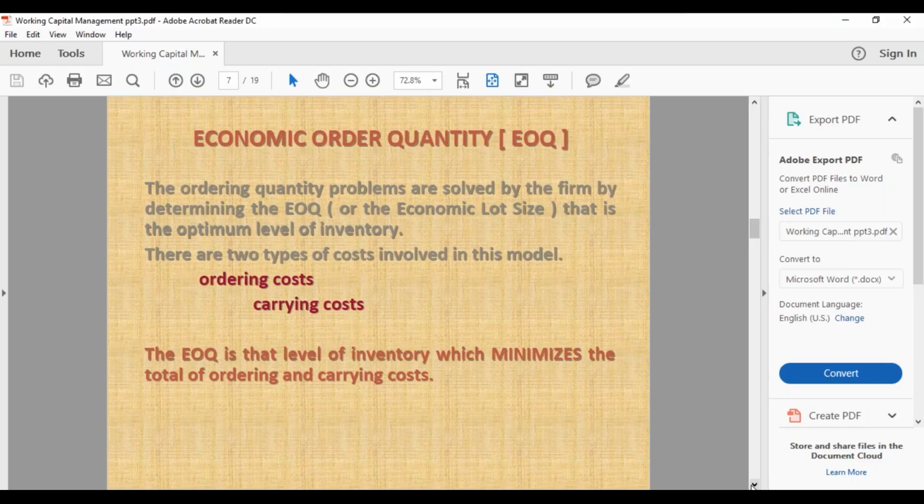Definition: the order quantity problem is solved by the firm by determining the economic order quantity. That is the optimum level of inventory.